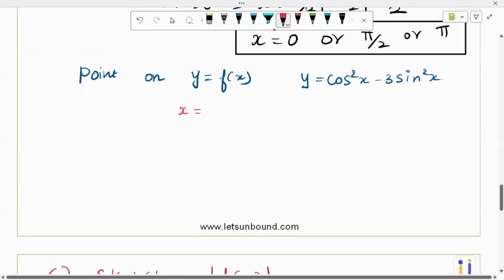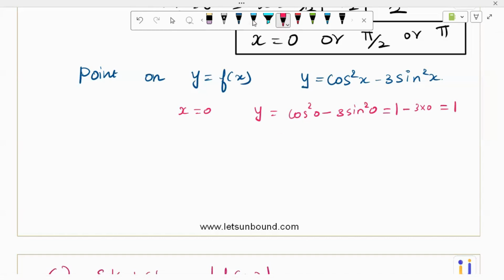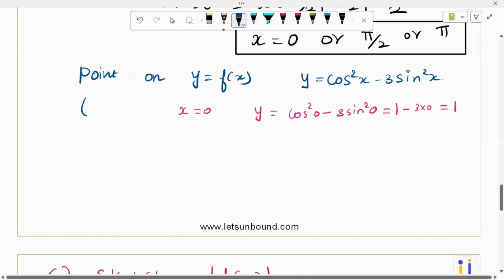So when x is 0, what is y? Cos square 0 minus 3 sine square 0. Cos square 0 is 1, minus 3 sine square 0 is 0. So it's just 1. And we got a point 0, 1. This is a point on the graph where f dash of x is 0.